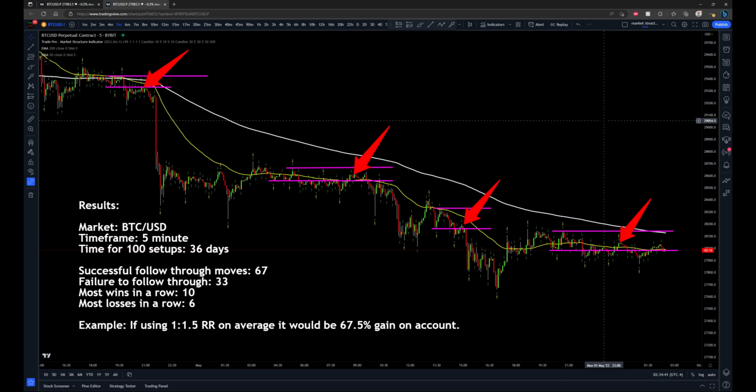All right, results are in after the 100 back-tested trade setups. So let's take a look. This was tested on Bitcoin against the US dollar on a 5-minute time frame, and it took 36 days of price data to find the 100 trade setups. Out of those 100, there were 67 successful trading opportunities and 33 failures. The biggest winning streak was 10 and the biggest losing streak was 6.